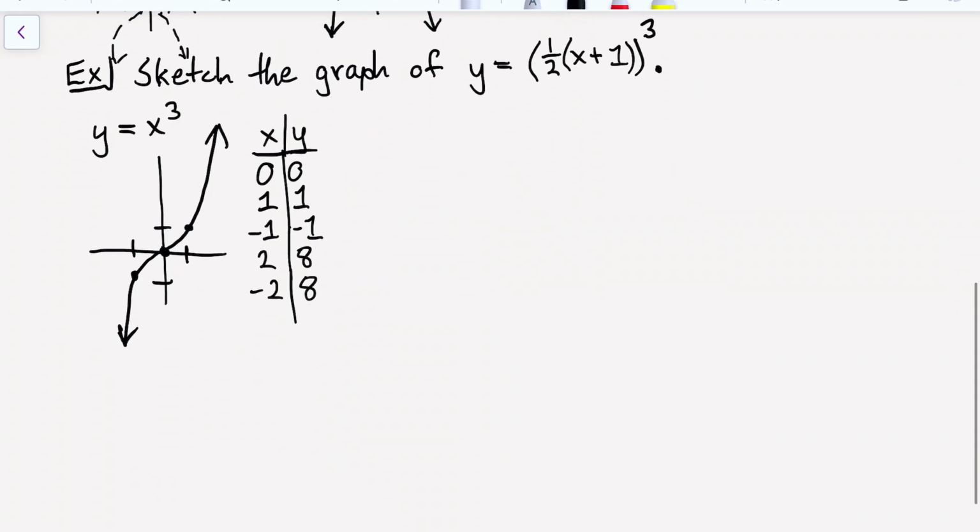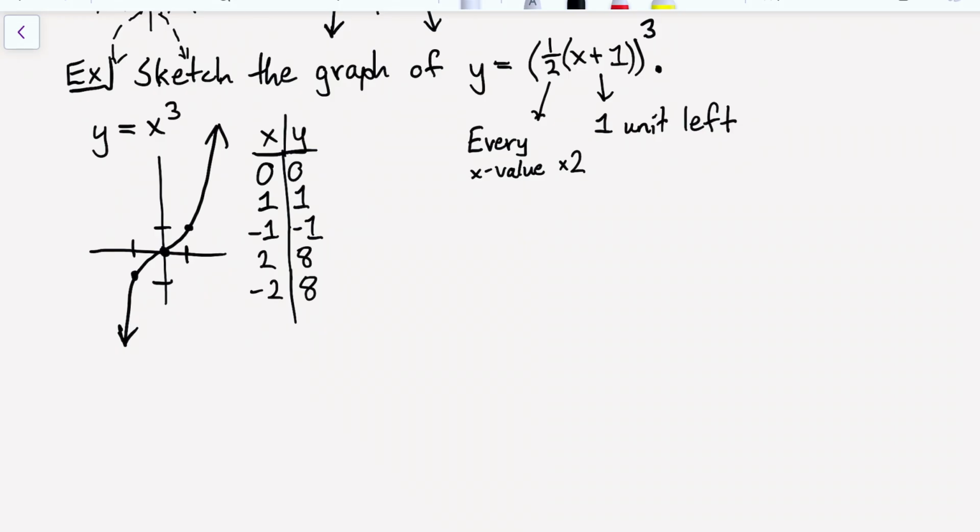So I want to sketch the graph of y equals (1/2 of x plus 1) cubed. All of this multiplication and addition is happening inside parentheses here, and that means that these are horizontal transformations affecting our x values. Let's think about what's going on here. This plus 1 means every point is moving 1 unit to the left, and this 1/2 is a horizontal stretch. I'm going to write here every x value gets multiplied times 2.